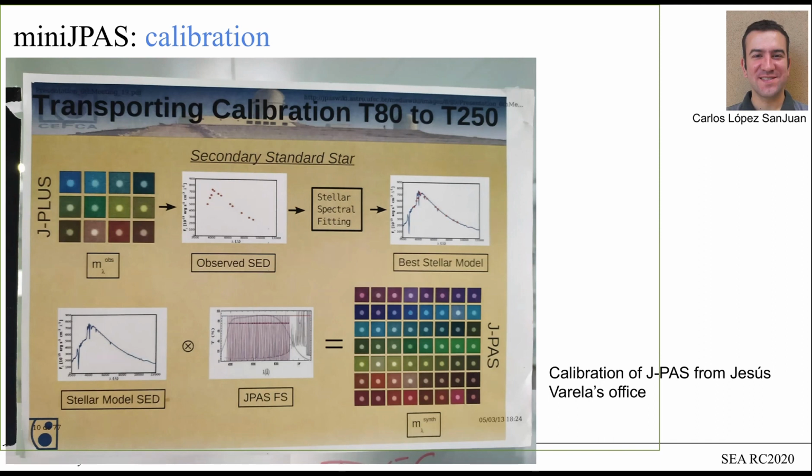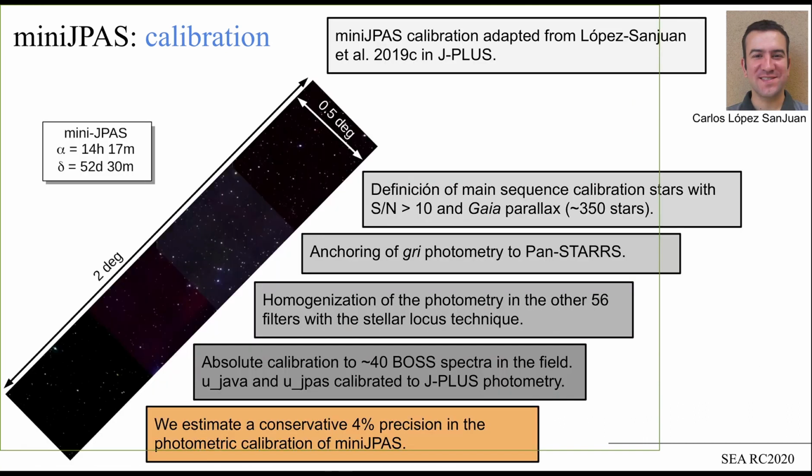In these 4 or 5 years of J+ operation, we faced several challenges to calibrate J+, so it was not easy at all. In the next slide, I provide the final calibration for this miniJPAS, with all the things that we learned with J+, which are in the paper published last year. We arrived at these steps that you can read here. Basically, we use Gaia and the best sources in the image to derive a set of main sequence calibration stars.